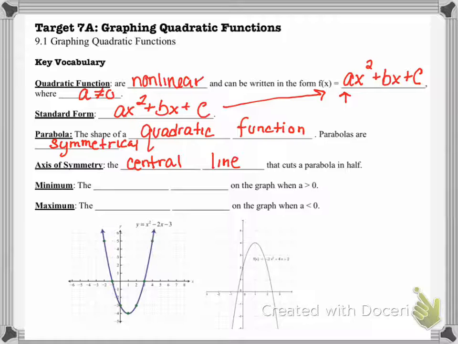And then a parabola is a U shape. And we will either have a minimum, which is the lowest point. So that's kind of easy to remember, that's how it sounds. Or we will have a maximum, which is the highest point.